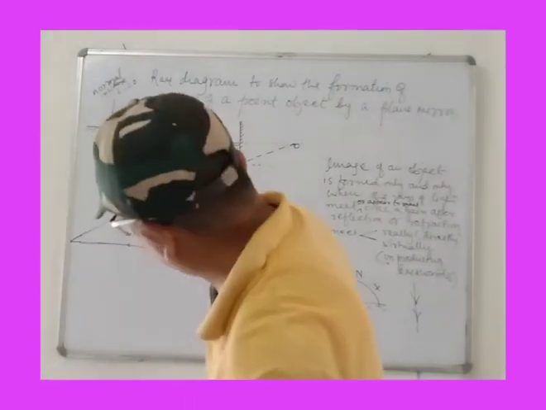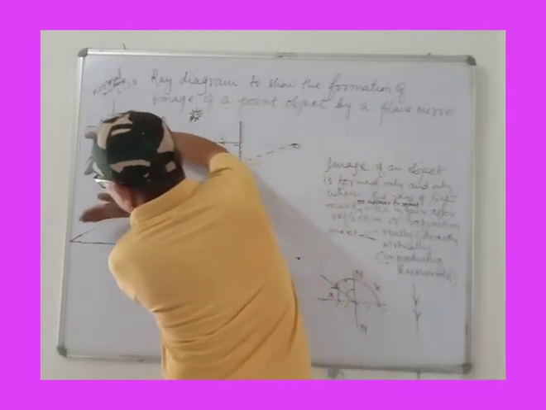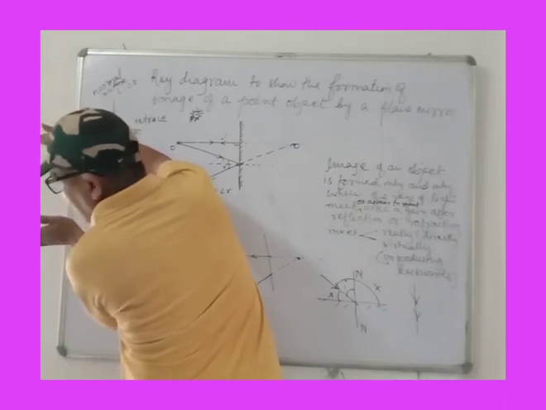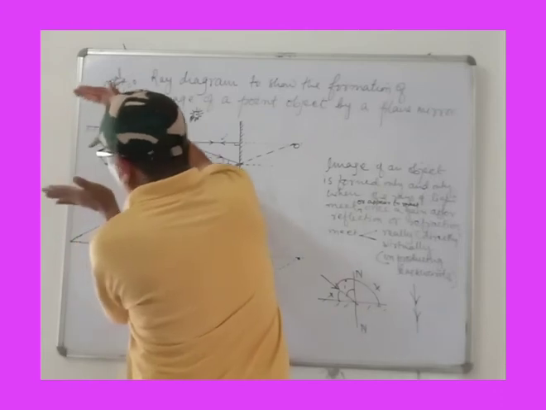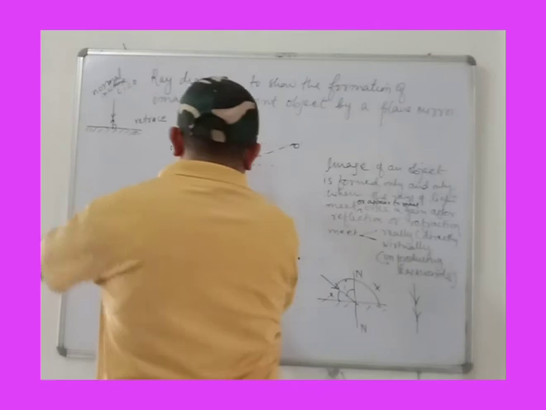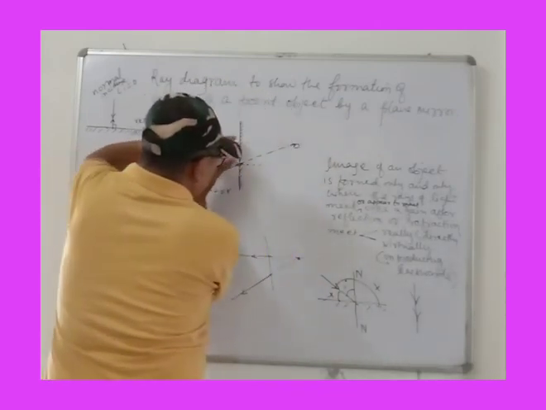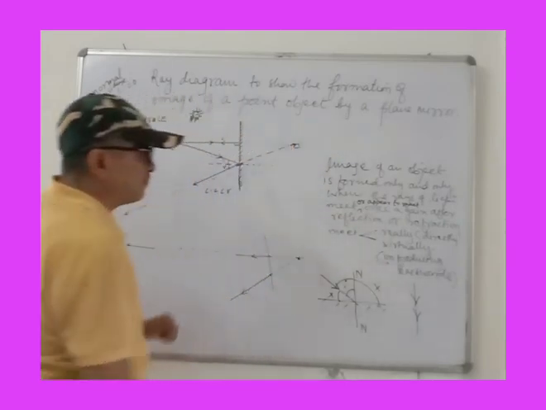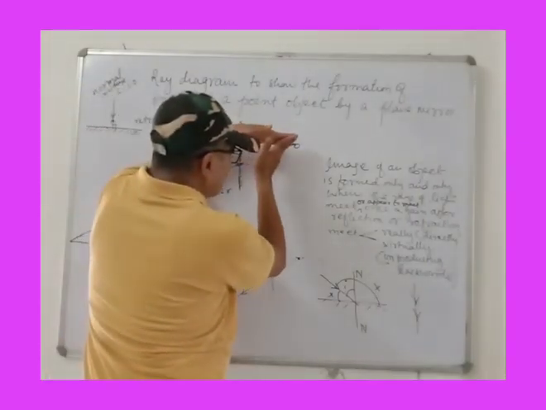So what is the case? This is going like this, this is like this. Look here. Will they meet? They won't meet here. They won't meet really. So how will they meet? They will meet virtually. Where? Produce them backwards. They will appear to meet.